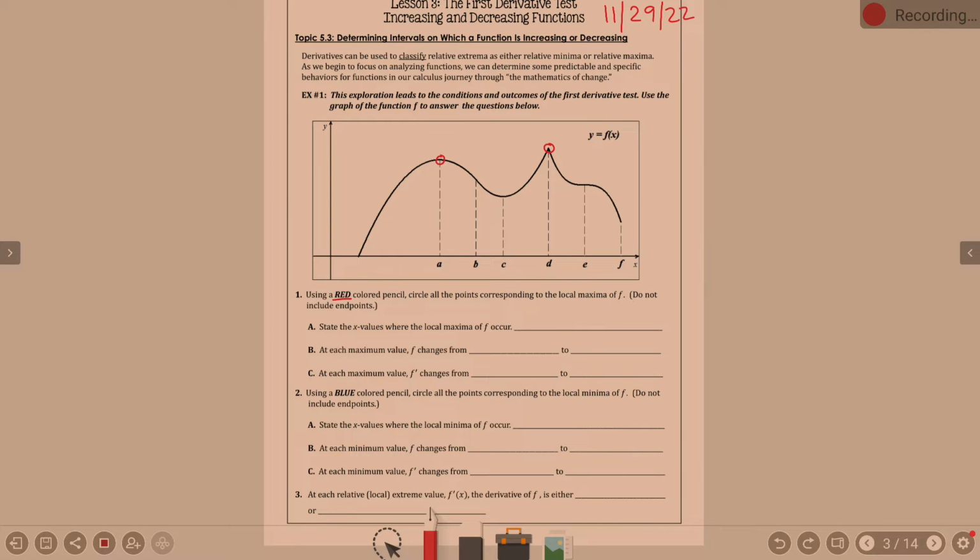As I said, this part of the notes is kind of fun. State the x values where the local maxima of f occur, and that was when? x equals A and x equals D. At each maximum value, f changes from what to what? So as you approach a maximum value, what is your graph doing? And as you leave a maximum value, what is your graph doing? Don't think positive to negative, not for f. f changes from increasing to decreasing.